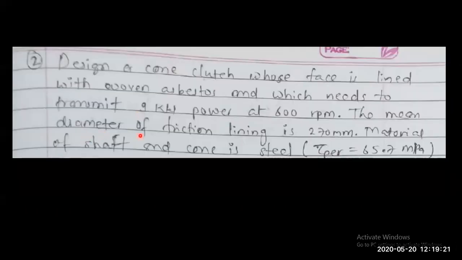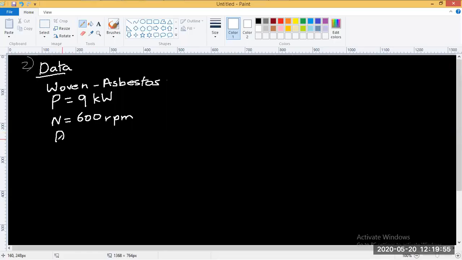and the mean diameter of the friction lining is 270 mm. So this data is different from the previous numerical. In the previous problem we had to find the mean diameter, but in this one the mean diameter is given. So therefore this is type 2. There are two types of problems when it comes to cone clutches: one where the mean diameter is not given, and another where it is given. Since it is given, this problem is even simpler than the first type. Let's note this down. So mean diameter dm is 270 mm.